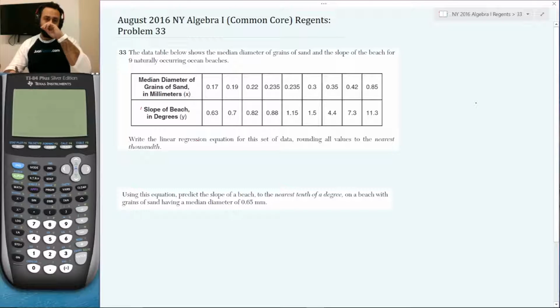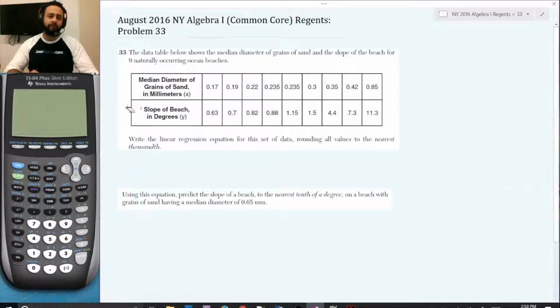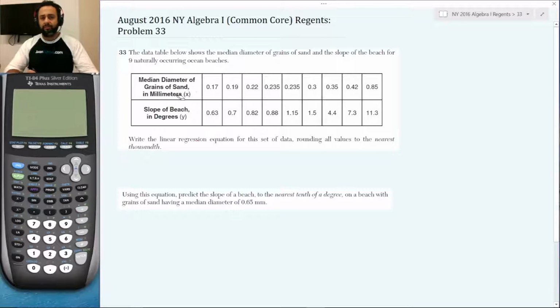So here's the problem. The data table below shows the median diameter of grains of sand and the slope of the beach for 9 naturally occurring ocean beaches. And I do look at the data very, very cursorily. So median diameter of grains of sand in millimeters, it looks like it's going up. And then the slope of the beach in degrees, it looks like it's maybe going up also. And that's all I look at.